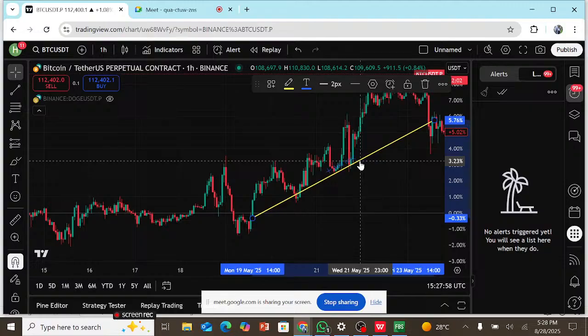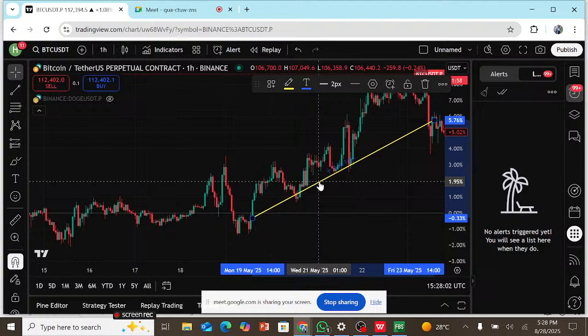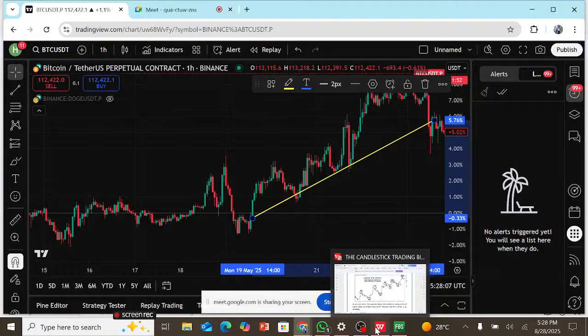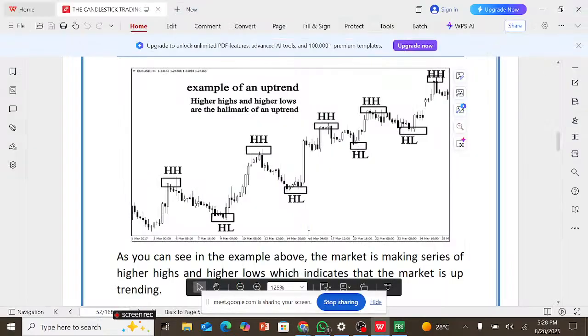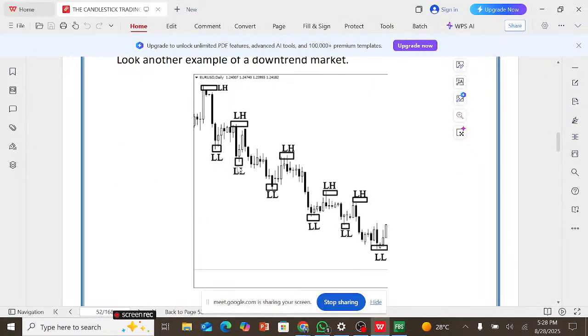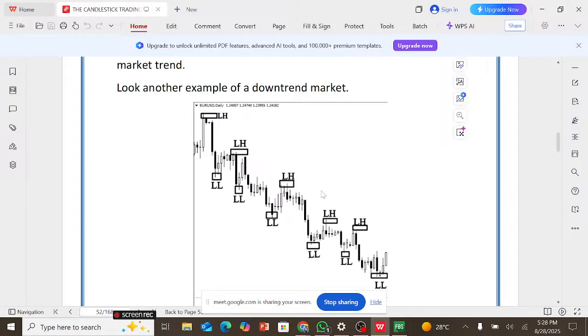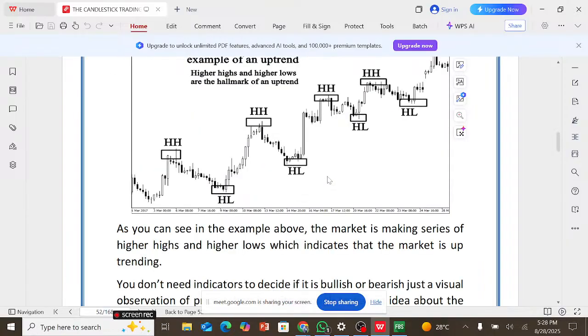Let me maybe show you, we'll see better. Let me show you the opposite of it. We have the opposite, which is called downtrend. For a downtrend, it is like this. This is called a downtrend. Before I go to a downtrend, let me tell you why we call it uptrend.